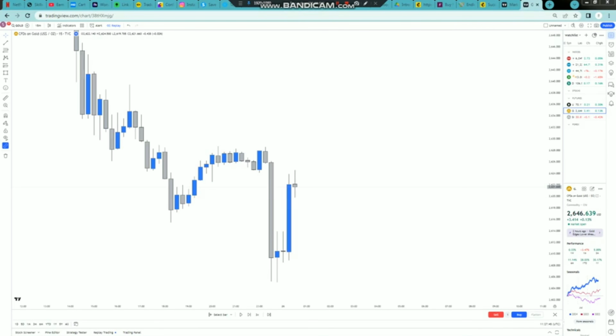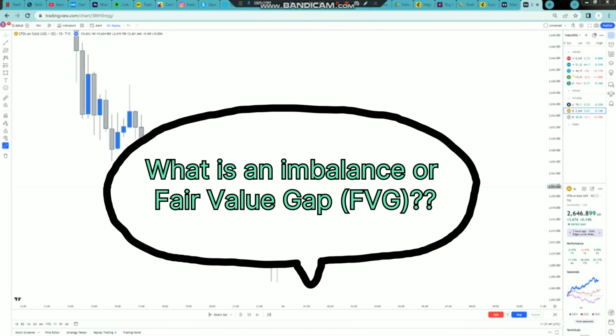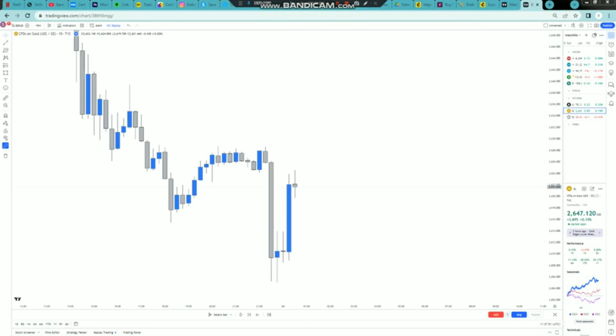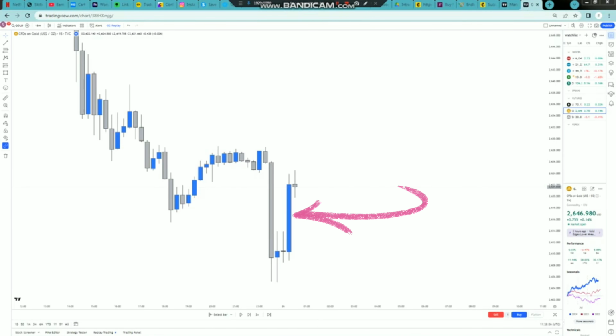Let's start with the basics. What is an imbalance or fair value gap? An FVG, or fair value gap, is created when there is a gap between consecutive candles where price moves so quickly that not all orders get filled. These zones are often revisited by price, offering great trading opportunities.